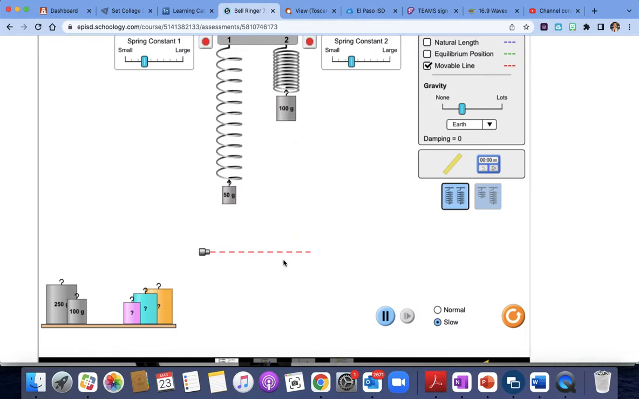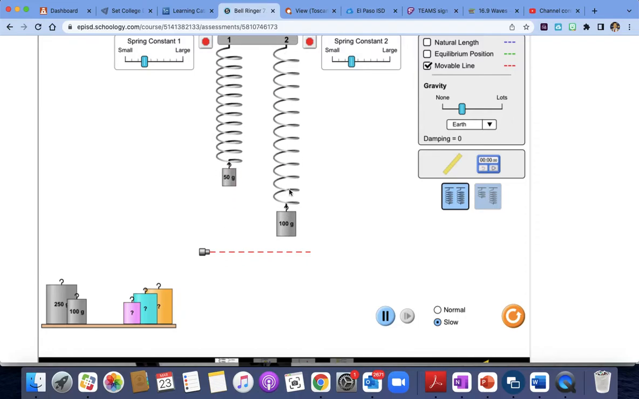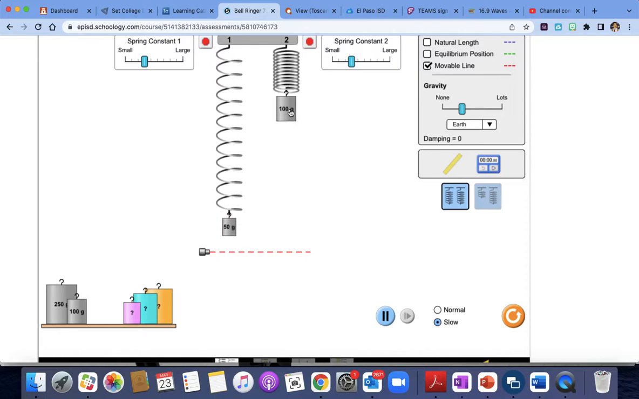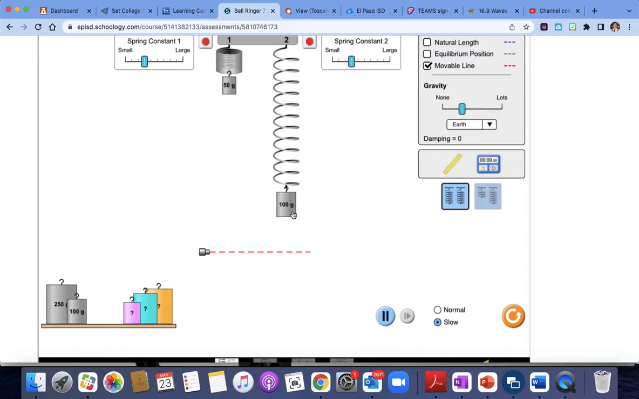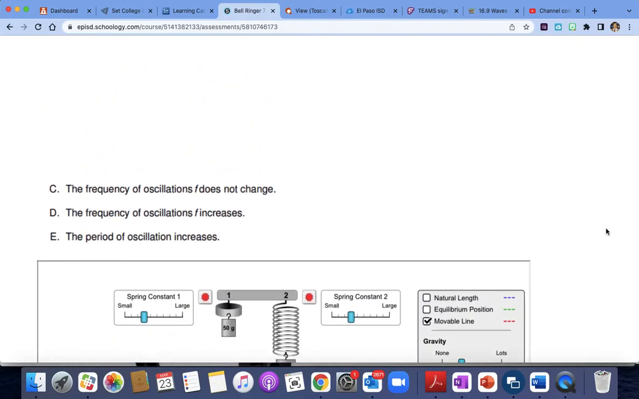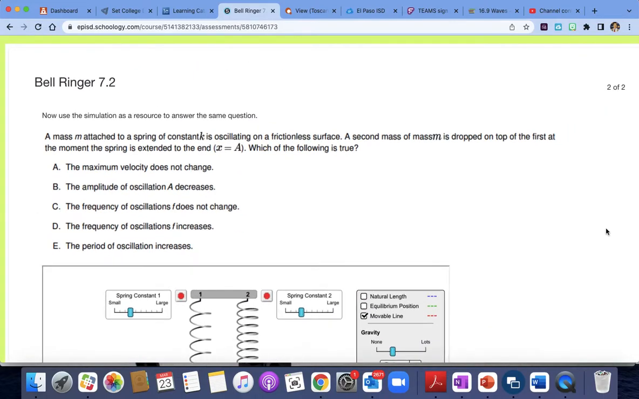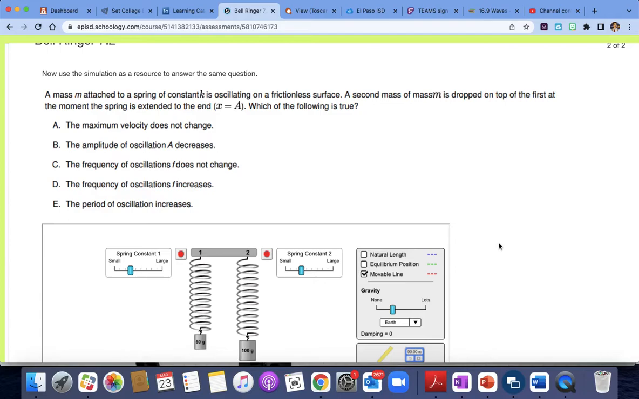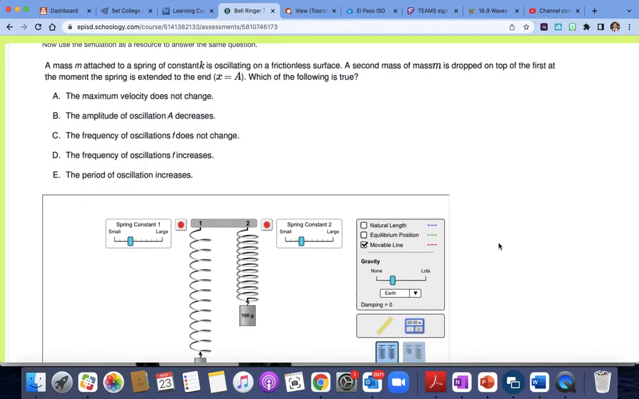So I think it is very obvious what's happening, right? You guys can clearly see. So now let's see our answer choices. A, the maximum velocity does not change. Well, it is very obvious that it is going slower. B, the amplitude of oscillation decreases. C, the frequency of oscillation, f, does not change.